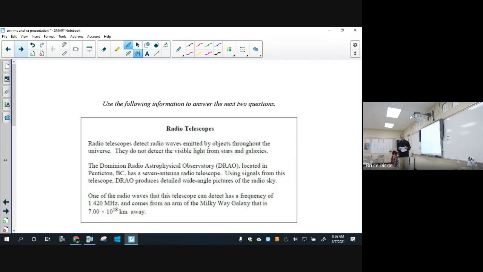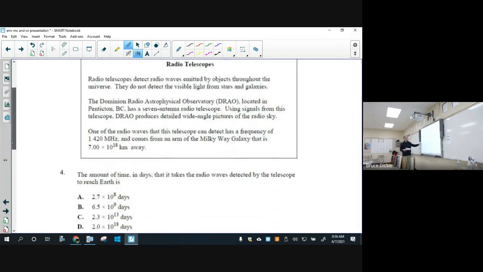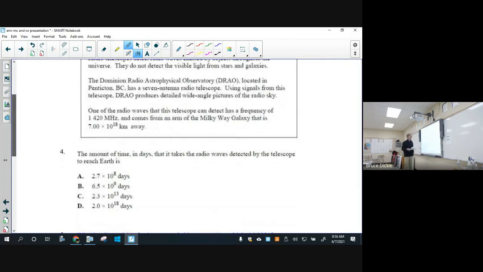So we get some information in a box here. It talks about radio telescopes. Radio telescopes detect radio waves emitted by objects throughout the universe. They do not detect visible light. Talks about this antenna. And then it says in the bottom paragraph there, inside the information box, one of the radio waves that this telescope can detect has a frequency of 1,420 megahertz. Let's circle that again. And comes from the arm of the Milky Way.